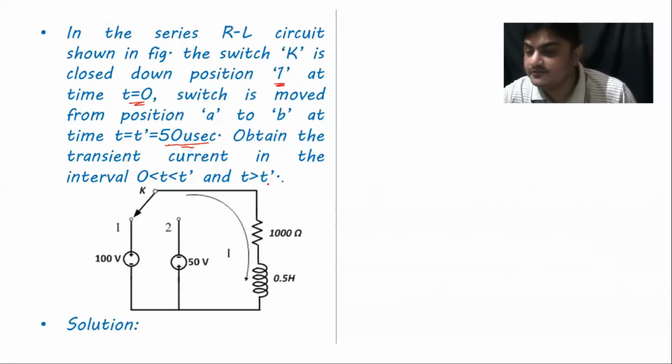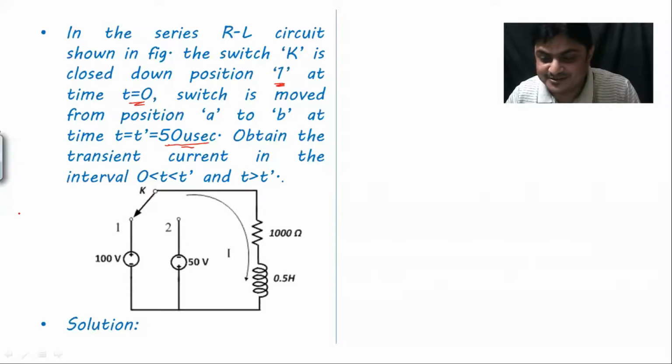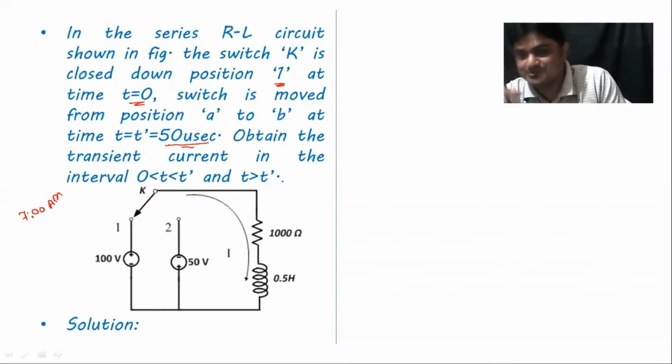T dash means 50 microsecond. The most important thing, if you observe this example very carefully, you are actually closing the switch at time t equal to 0 at position 1. It means that, let us say, if I am saying that I will close the switch at, let us say, morning 7 a.m., it means that my example also starts here at morning 7 a.m.